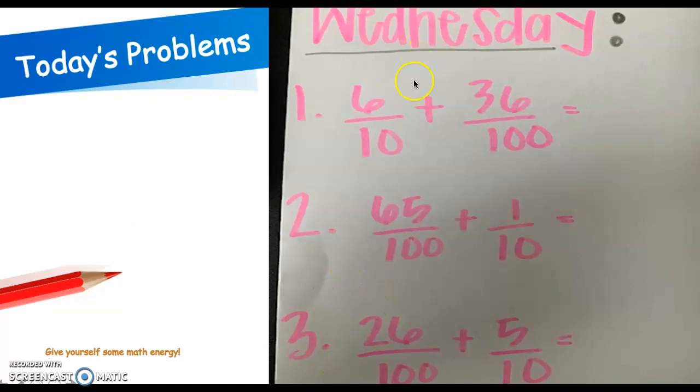All right, so let's look at our first problem. Number 1, 6/10 plus 36 100ths. Remember, focus on this one first. Get your first answer, then add it to this one. All right, number 2, 65 100ths plus 1/10. Focus on this one. Get your answer first for this one, then go back and add it to this one. All right, and then your last one, 26 100ths plus 5/10. Focus in on this one first, then go back and add it to this one.